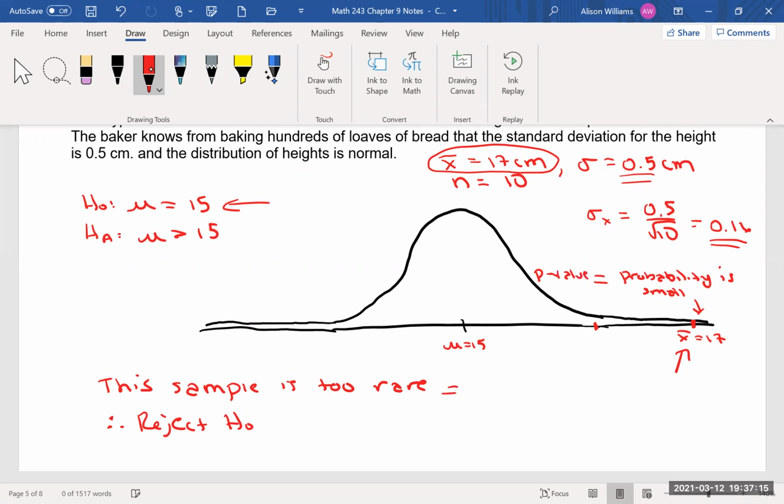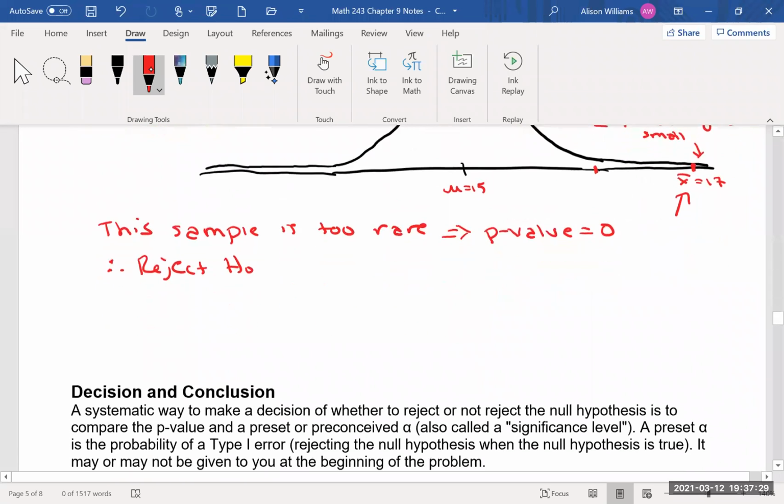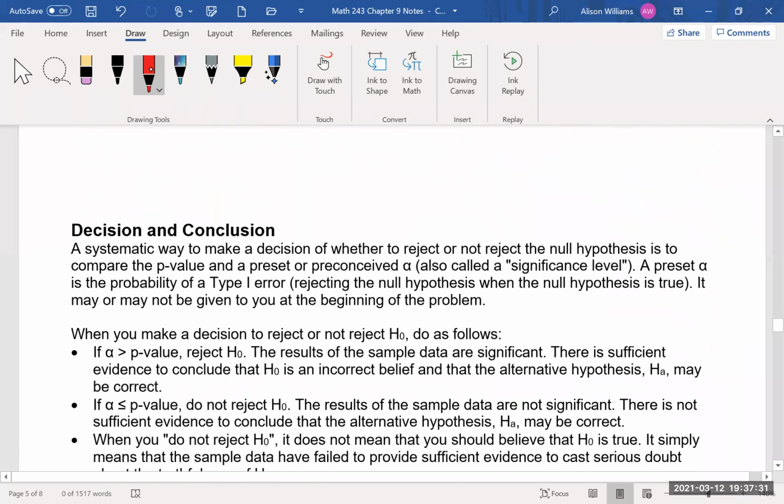And the book basically said that the p-value is 0. So it's so unlikely to happen that it practically is impossible. All right, so we would reject the null. All right, let's get more into this in a little bit more formal terminology.